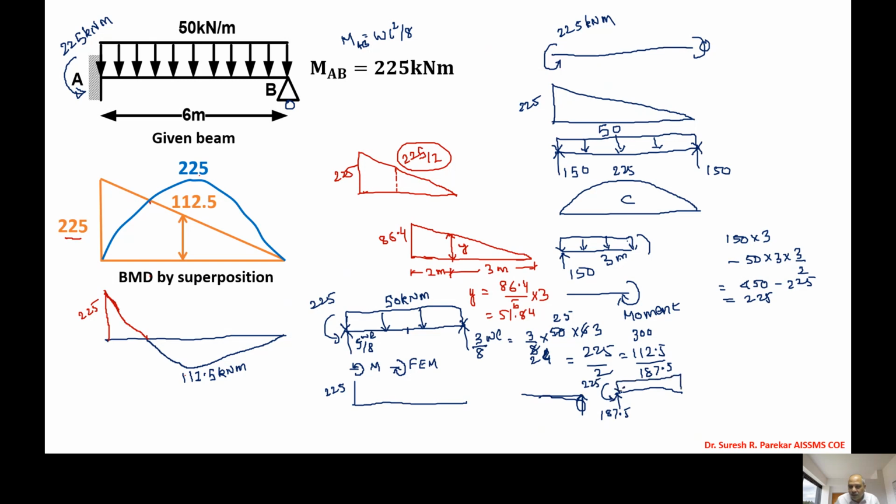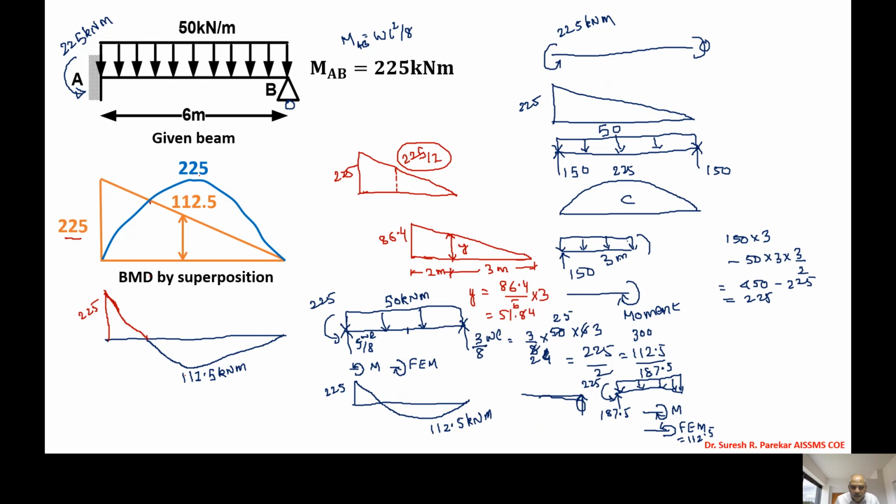Now you calculate this value, you will get this value as clockwise, due to moment it will go up, and if we plot fixed end moment, then you have to consider it as anti-clockwise. This value you will get, that is equal to 112.5, and then that will be downward, and then you have to plot it. So likewise, this value we will get as 112.5 kilonewton meter.